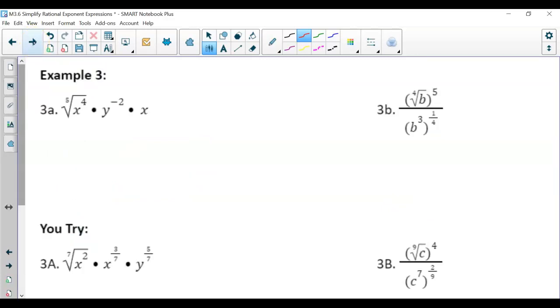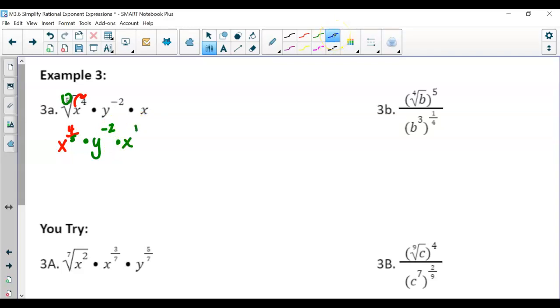So now we're going to include our rules, but now also rewriting. So again, notice here, we need exponential form. However, this isn't a radical, so rewrite it, right? This is x to the 4th power, but over what is the index for the radical? 5. So over 5. So remember, that's x to the 4/5 power. Then bringing down y to the negative 2. And if you want to bring down, go ahead and bring down that is x to the 1st power.